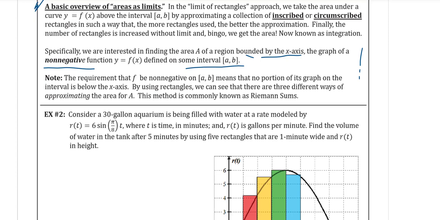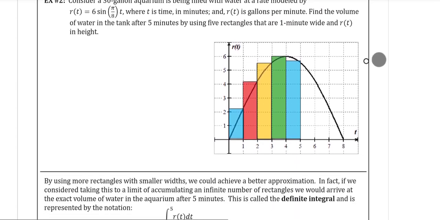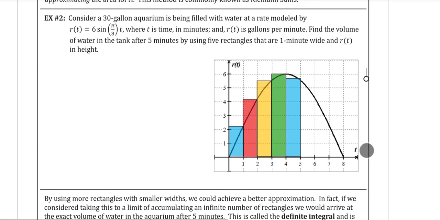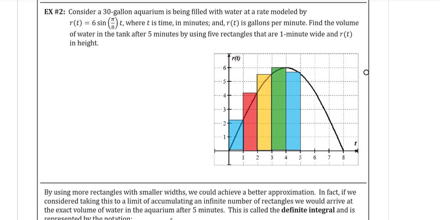So just to be sure, non-negative means no portion of the graph is below the x-axis. All right, so there are three different ways we can do this. We can make our rectangles from touching on the right-hand side of the rectangle to the curve, on the left-hand side of the rectangle to the curve, or the midpoint. So that's what we're going to look at for the rest of this lesson.